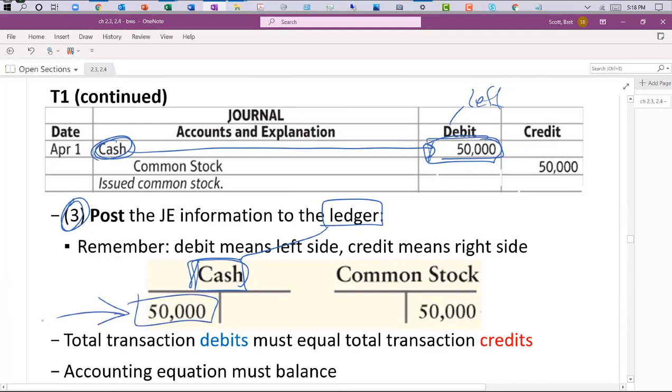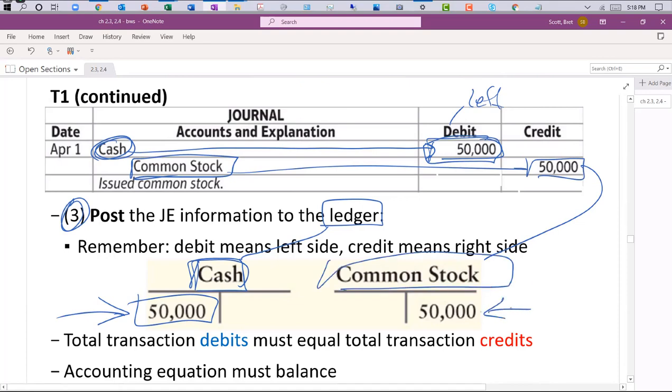Common stock was an account that was affected. It was credited 50,000. So go find the common stock account and post that information to the right-hand side. Even if you're not quite comfortable with what that means, doing this part mechanically still ensures that you've done the process correctly. Over time, you'll begin to note that, hey, common stock accounts that have any credits are actually increasing.